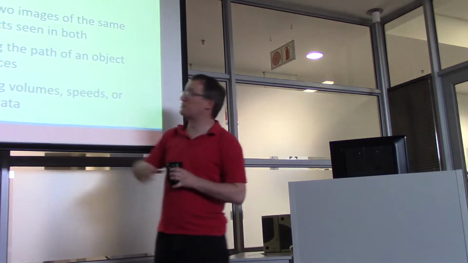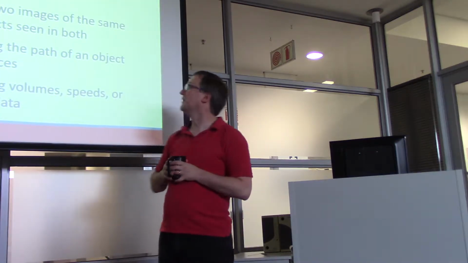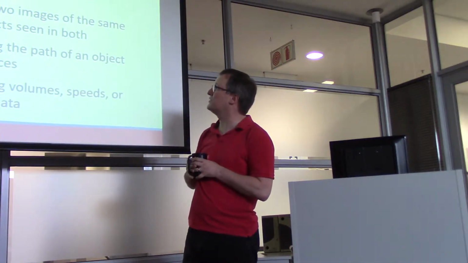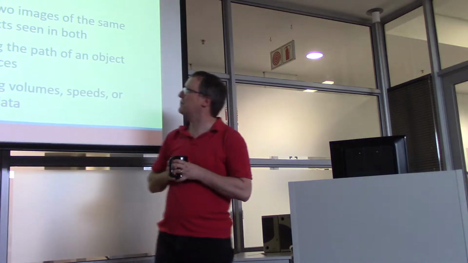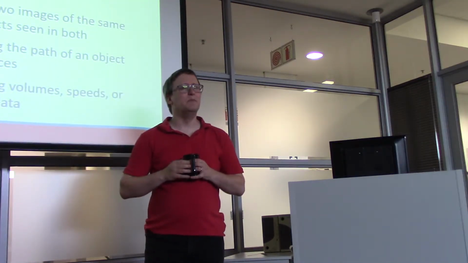So, registration. Registration is something that our brains have to do all the time. We need to be able to align two images of the same scene by mapping objects seen in both. Who has gone to see a movie recently?